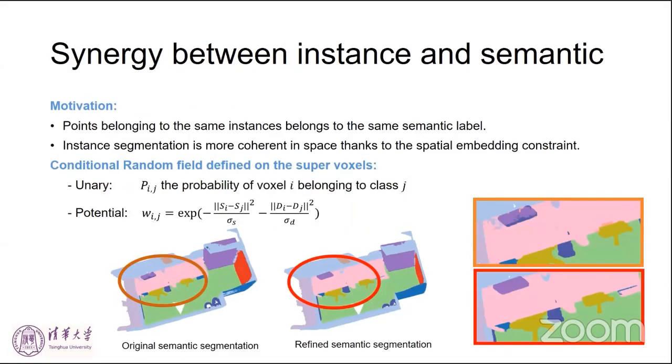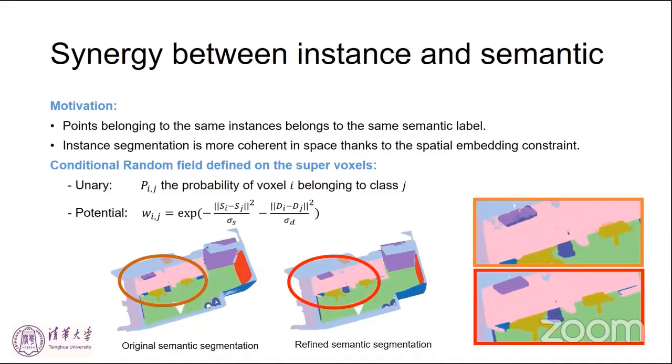Next, we want to discuss the synergy between instance and semantic segmentation. We found that instance and semantic segmentation could benefit each other based on two observations. The first is that the points belonging to the same instance usually have the same semantic label. And second, instance segmentation is more coherent in space because of the spatial embedding constraint. One straightforward solution is to enforce the voxels belonging to the same instance to share the same semantic label, which, however, leads to poor performance when the instance segmentation is incorrect.